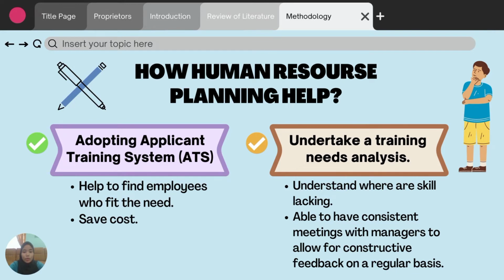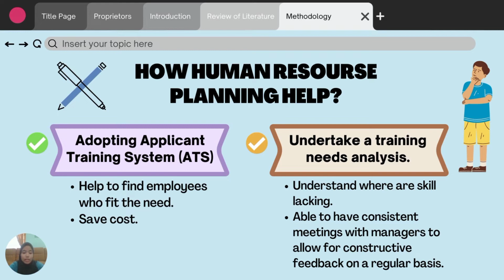Now we move to how human resource planning helps. Human resource planning helps to solve this problem by adopting an applicant tracking system (ATS) to help find employees who fit the needs, and it saves costs. For example, there are several alternative hiring strategies that can be used to find new employees and make the hiring process cheaper. Many companies also use the applicant tracking system to reduce the administrative work associated with hiring.